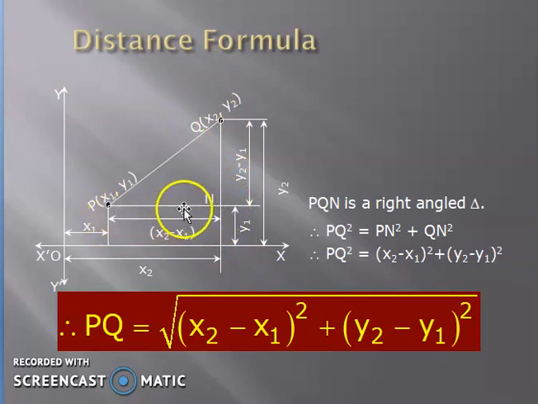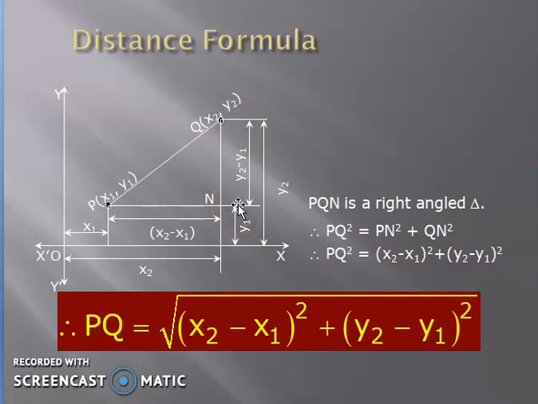If we have to calculate the distance PN, how can we calculate it? If this one is x2 and this is x1, this becomes x2 minus x1. In the similar way, if we have to calculate the vertical distance QN, this is y2, the whole distance is given to you y2, and this is y1. So this becomes y2 minus y1.